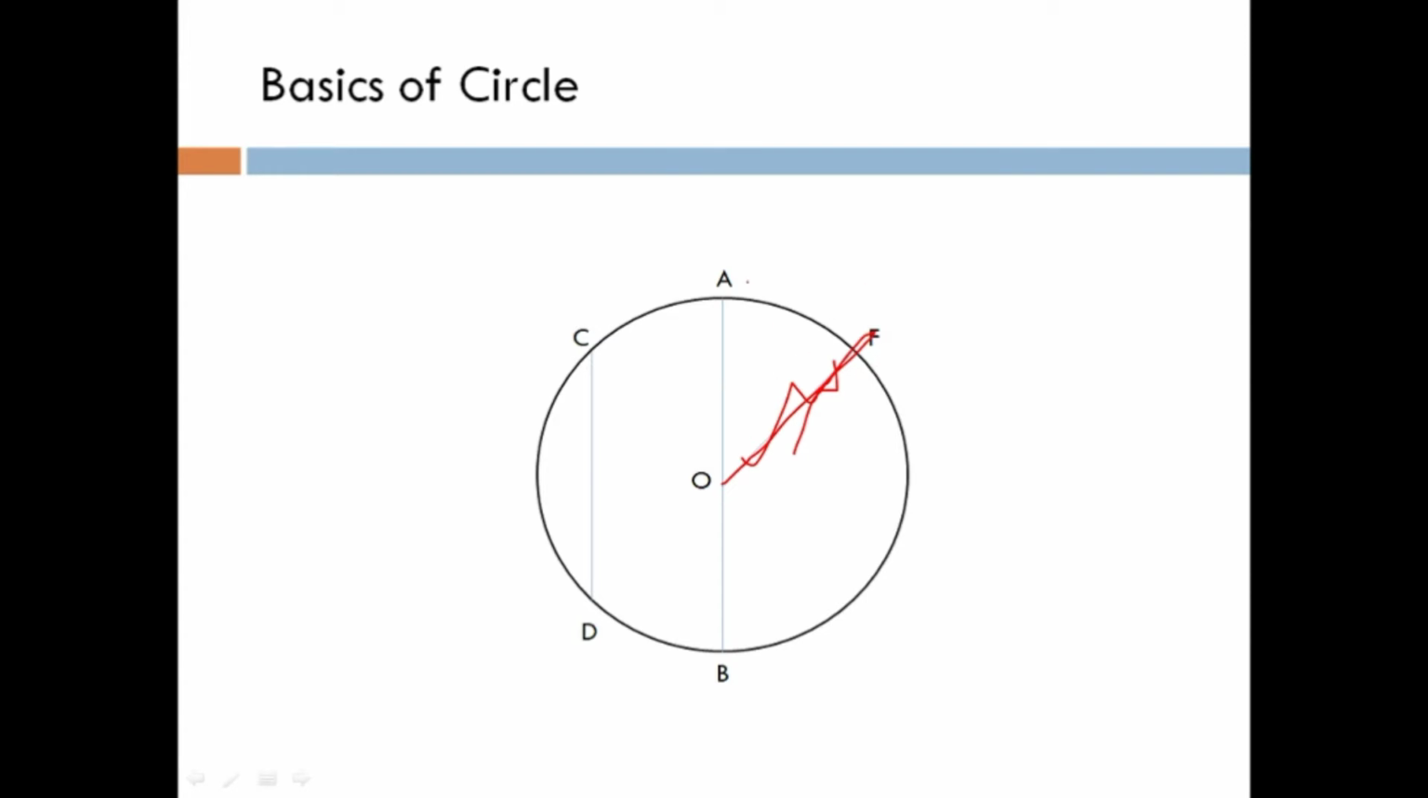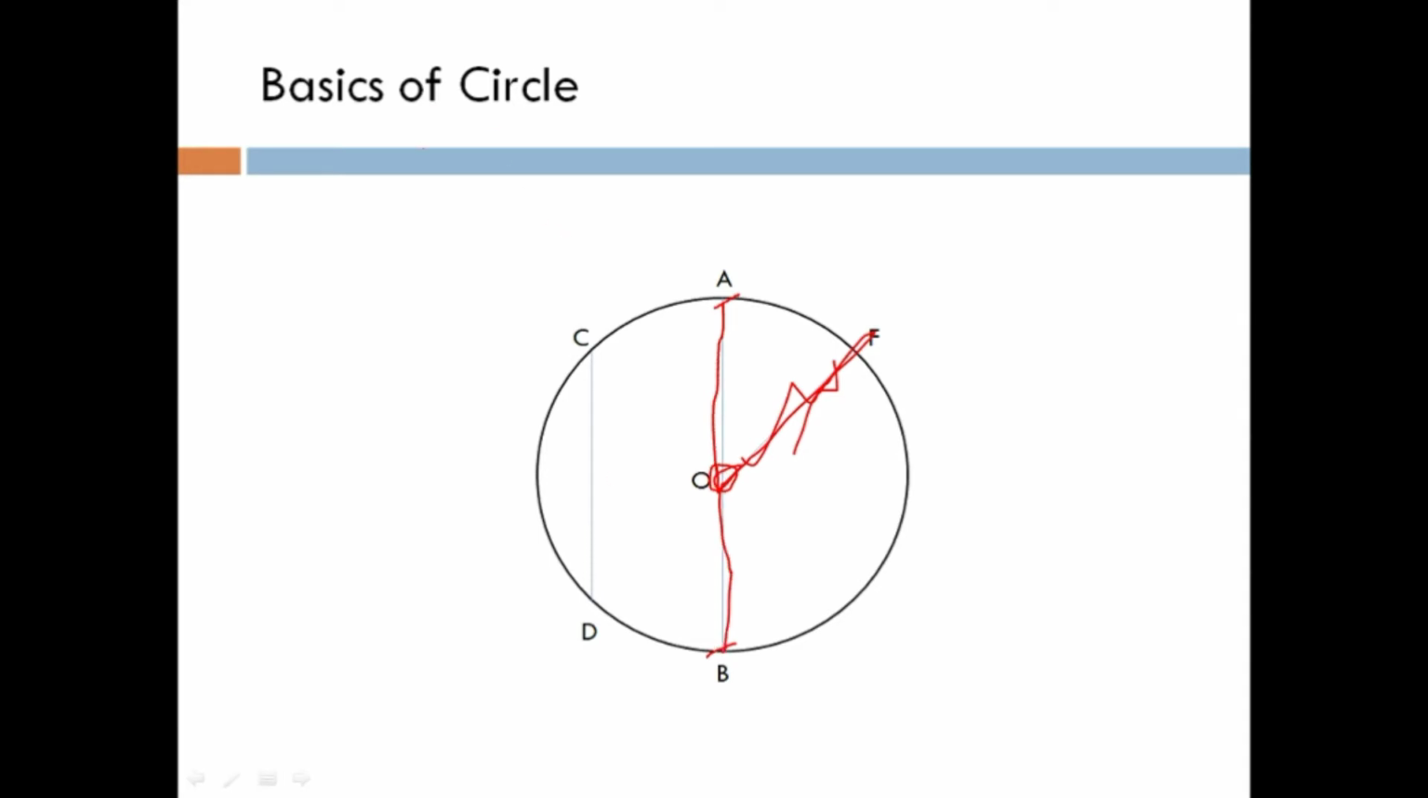Next is the diameter of the circle. Now diameter, we know that diameter is 2 times the radius of the circle, and it is the line which joins 2 points on the circumference of the circle and passes through the center of the circle. Okay, so remember this point, that it passes through the center of the circle and joins 2 points on the circumference of the circle. So this A and this B are the points on the circumference of the circle, and this line joins these 2 points and passes through the center of the circle. So this is the diameter of the circle.